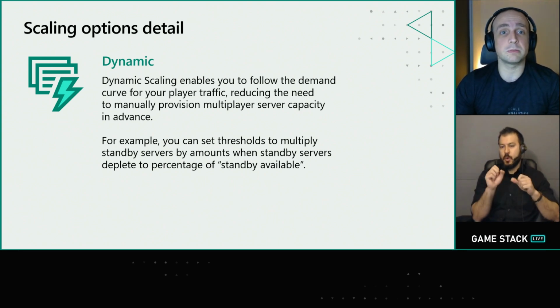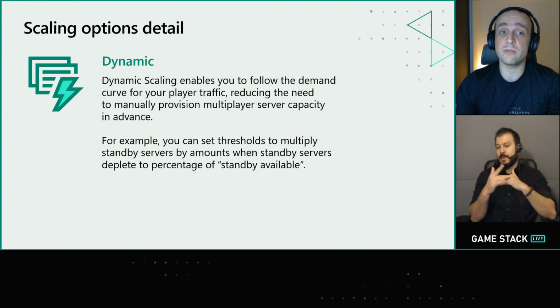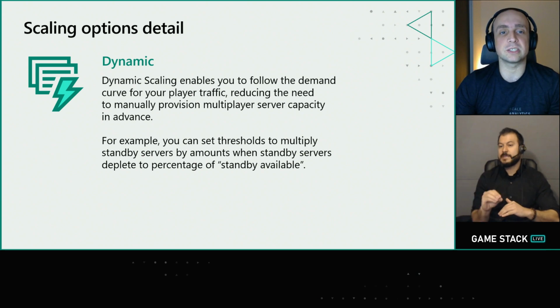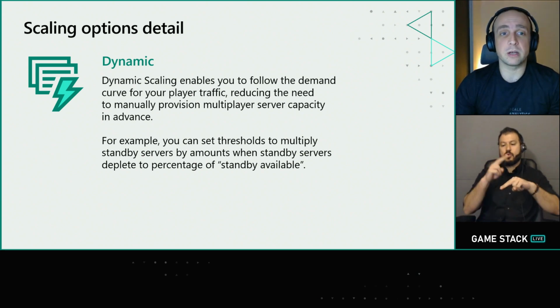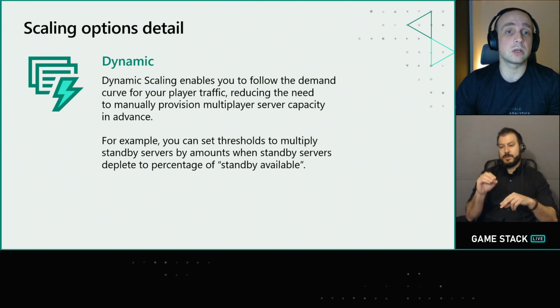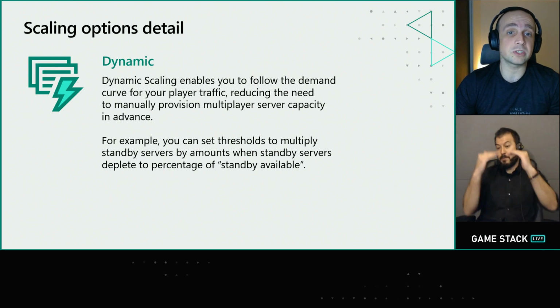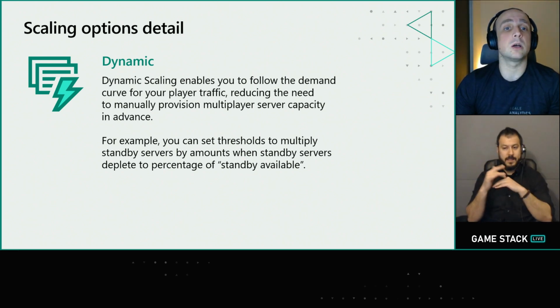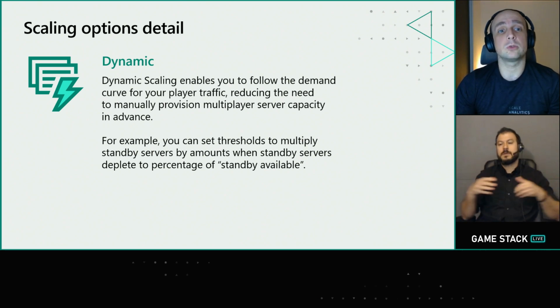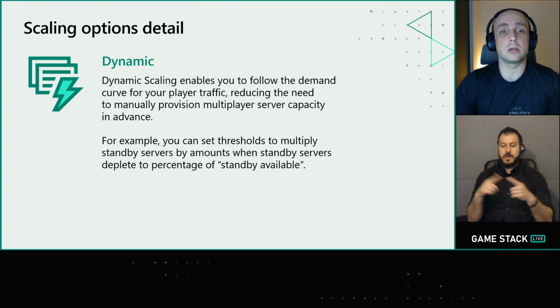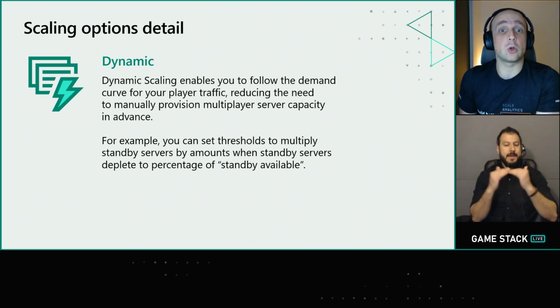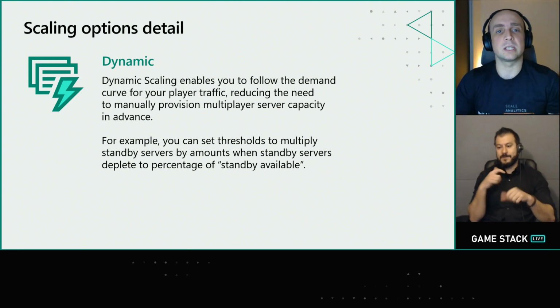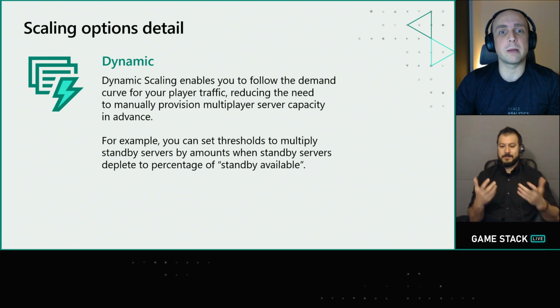For example, one simple scenario, you can say that when your standing by availability drops below 50%, then increase the standing by 25%. When it drops below 25% of availability, increase it by 200%. So it's a very easy way to configure your build to increase standing by levels without having at all times to maintain a big standing by pool. Let me show you a quick demo of that.